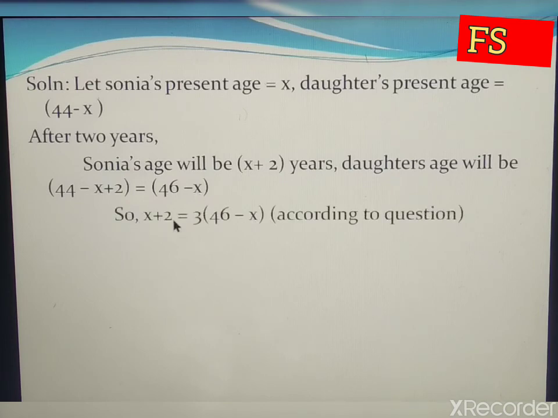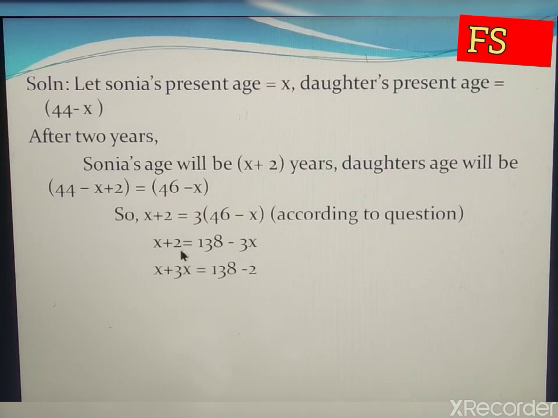So now x plus 2, according to the question. So what was in the question? In the question it was x plus 2 is equal to thrice. So Sonia's age will be thrice the daughter's age. So x plus 2 will be equal to thrice of 46 minus x. X plus 2 is equal to, now 3 into 46 is 138 and 3 into x is minus 3x. So now the equation becomes x plus 2 is equal to 138 minus 3x.